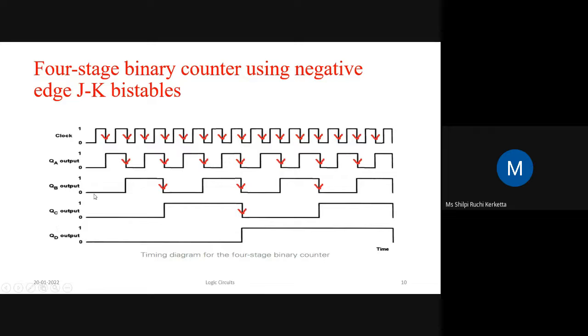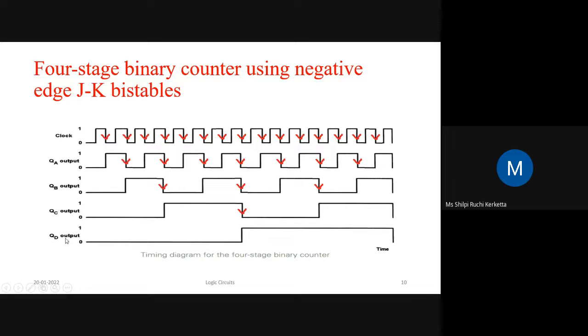And for QC, this is the input clock. Here it is 0 and no negative edge triggering is coming. Here is the first negative edge triggering, so it will go from 0 to 1. Here is the next negative edge triggering, so it will go from 1 to 0. And here the third one is there, so it goes from 0 to 1.